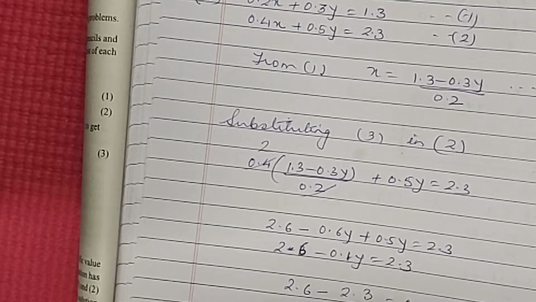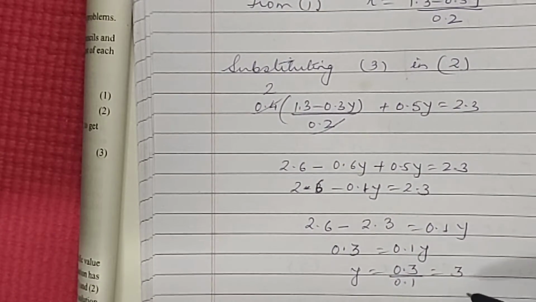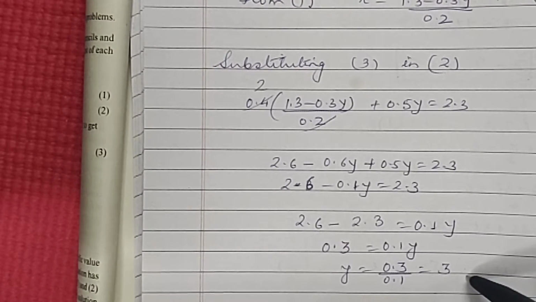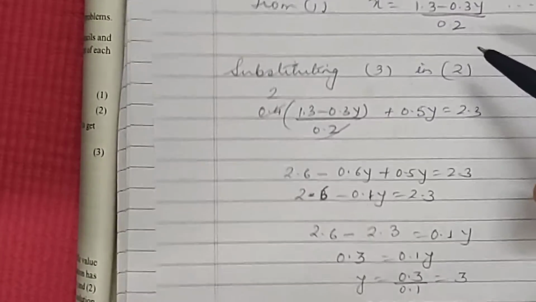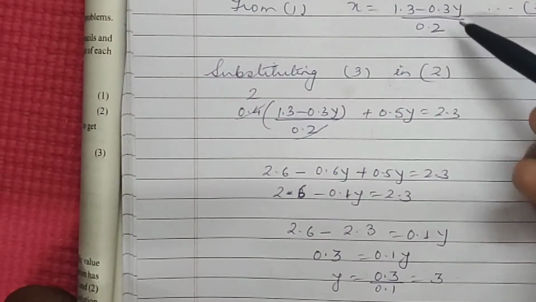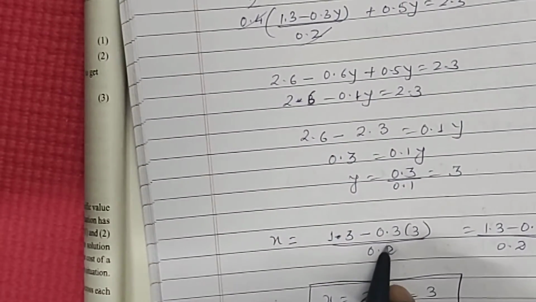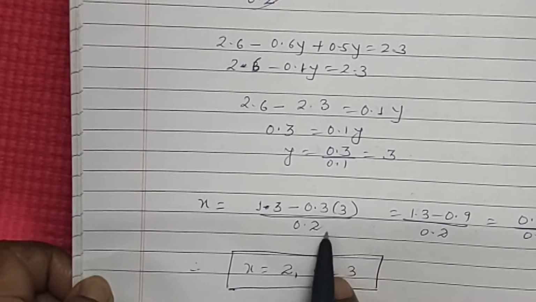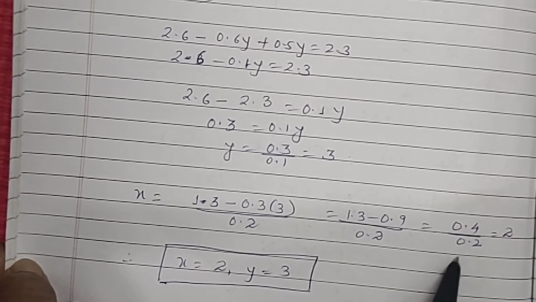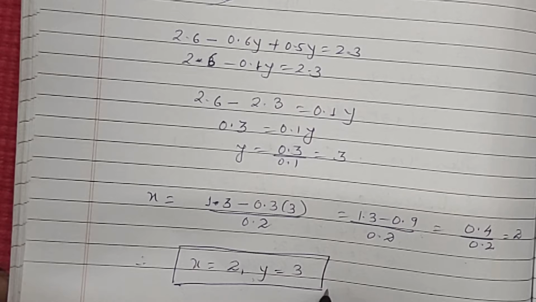You will get y equals 0.3 by 0.1, that is 3. So, y we have got as 3. Now, put the value y equals 3 in equation 3, that is (1.3 minus 0.3y) by 0.2. In place of y, we will put 3. So, just solve it. You will get (1.3 minus 0.3 into 3) by 0.2, that is (1.3 minus 0.9) by 0.2, that is 0.4 by 0.2, that is 2. So, we are getting x equals 2 and y equals 3.